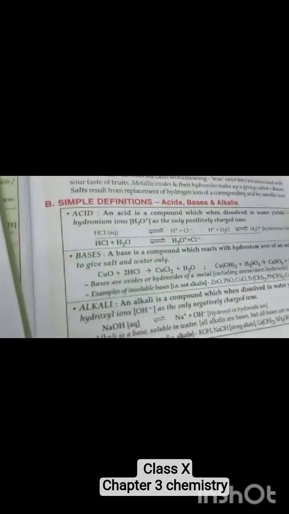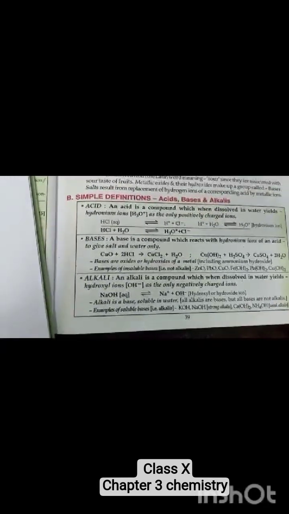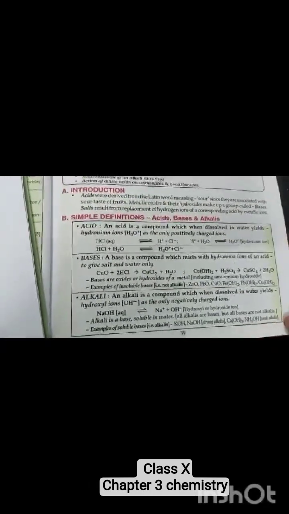Okay beta. Now next, bases. What is a base? A base is a compound which reacts with hydronium ions of an acid, hai na, to give salt and water only. So a base reacts with H plus ions of the acid and gives salt and water.